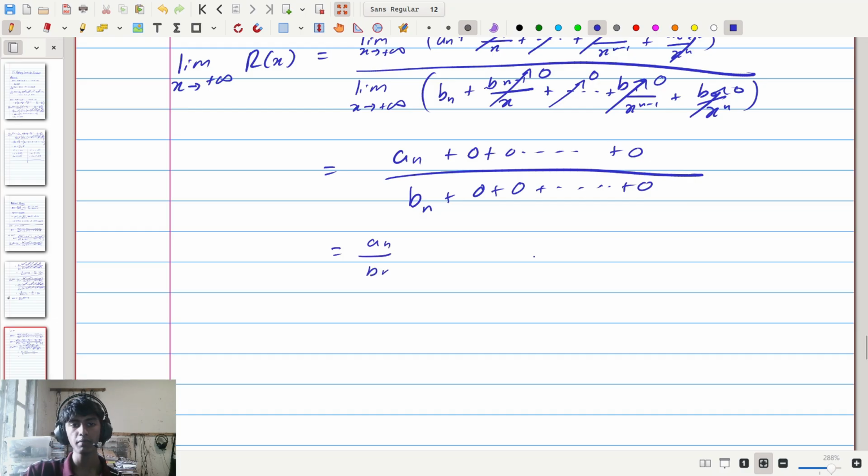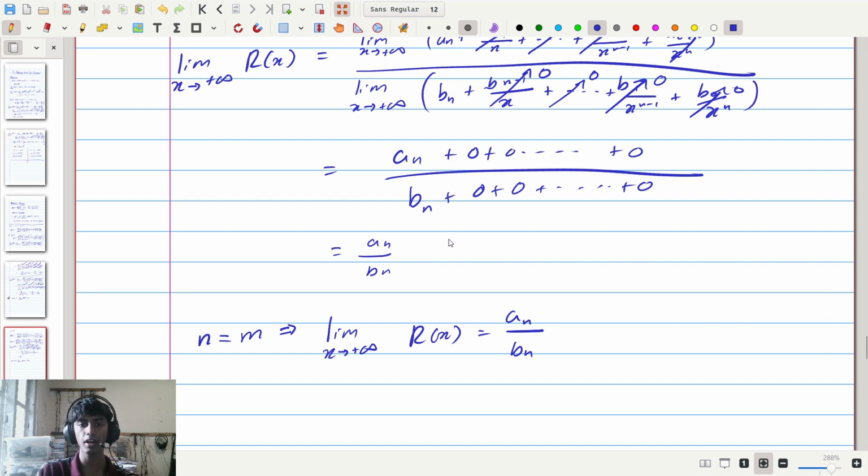So then cancelling out all of the zeros and leaving them alone, what we are left with is a sub n divided by b sub n, and since a sub n and b sub n are non-zero, we can say that this is some finite value because a sub n and b sub n are the leading coefficients of the numerator and denominator respectively. So then, as x approaches positive infinity, when the order of the numerator and denominator are equal, I'll actually write that, when n equals m, we have that the limit as x approaches positive infinity of R of x is equal to a sub n divided by b sub n, where a sub n and b sub n are the leading coefficients of R of x's numerator and denominator.